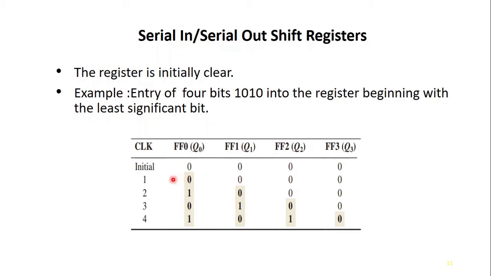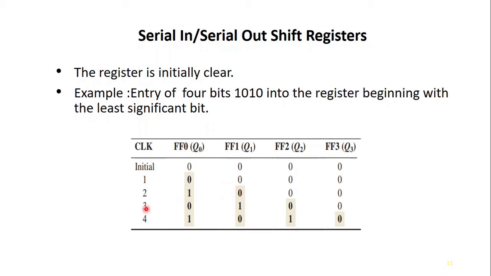Next, the second bit, which is a 1, is applied to the data input, making D equal to 1 for FF0 and D equal to 0 for FF1, because the D input of FF1 is connected to the Q0 output. When the second clock pulse occurs, the 1 on the data input is shifted to FF0, causing FF0 to set, and the 0 that was in FF0 is shifted to FF1.